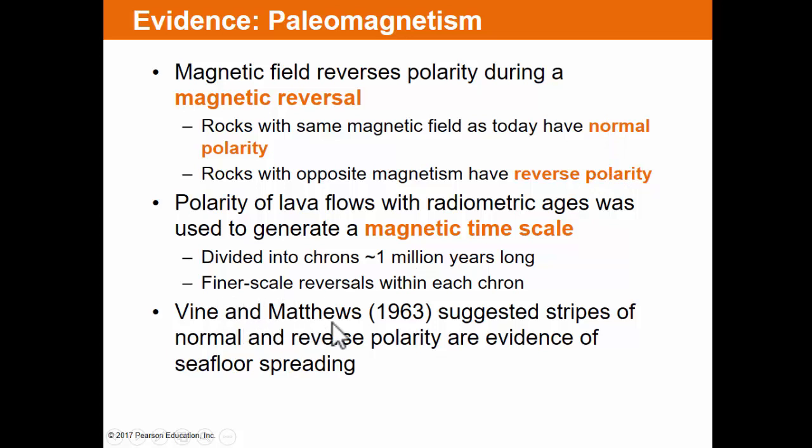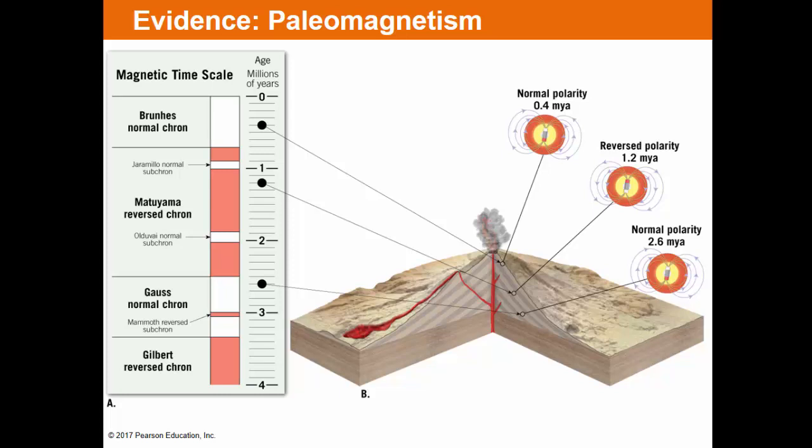And these two scientists, Vine and Matthews in 1963, suggested that along our spreading centers, in our divergent boundaries, in our mid-ocean ridges, there should be stripes of normal and reverse polarity, and those stripes should be of equal size on either side of the ridge. Theoretically, there's an equal amount of magma that forms on either side of the rift valley, that hardens on either side of the rift valley, and moves away with the spreading center. And so, normal polarity or reverse polarity, there should be some very well-defined, fairly similar in size and very symmetrical stripes along the mid-ocean ridges.